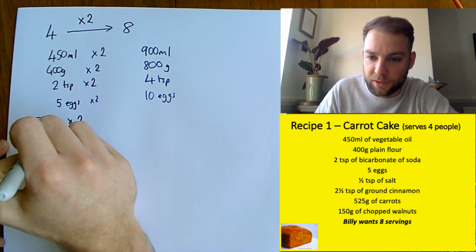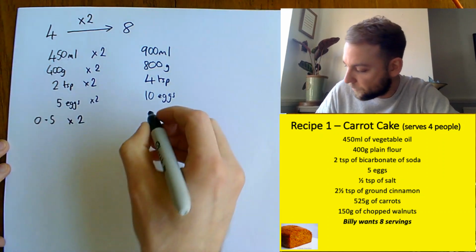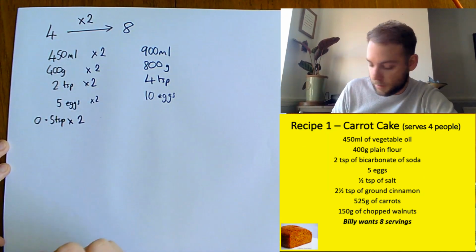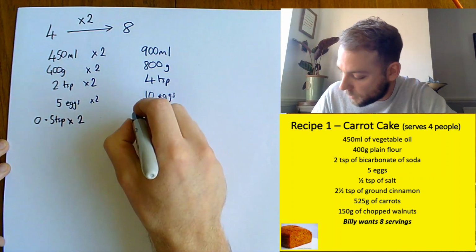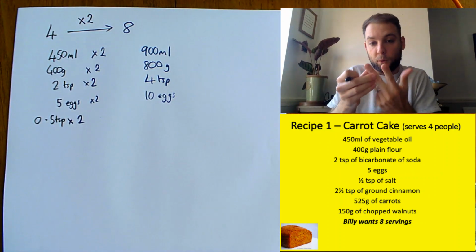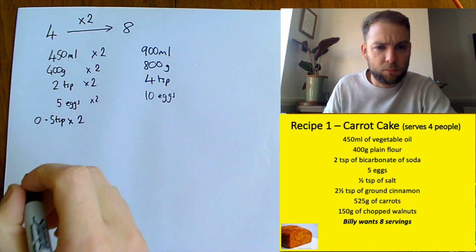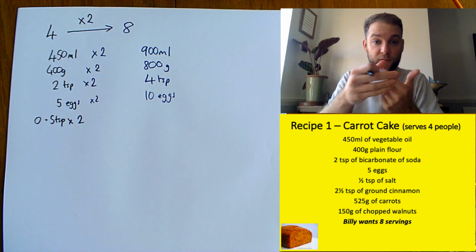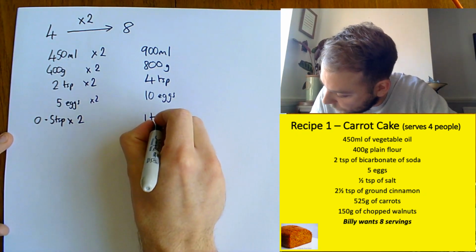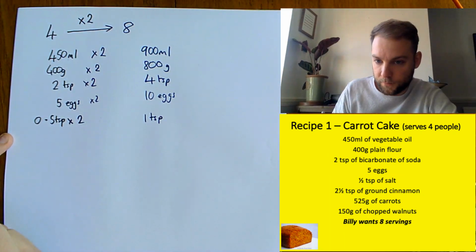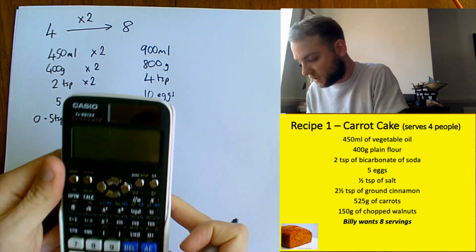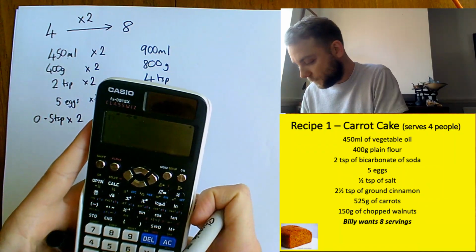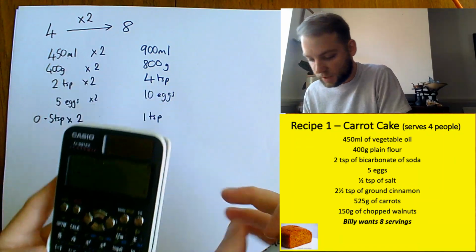Not sure if it's tablespoons or teaspoons now. I'm confusing myself. So 0.5 times by 2, which is equal to 1, only 1 tablespoon or teaspoon. You can do that on your calculator if you wanted to, if you had a calculator. 0.5 times by 2, which is equal to 1.